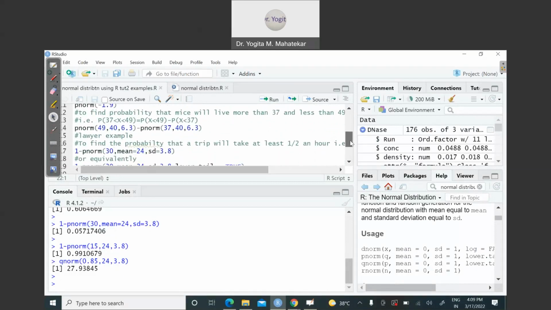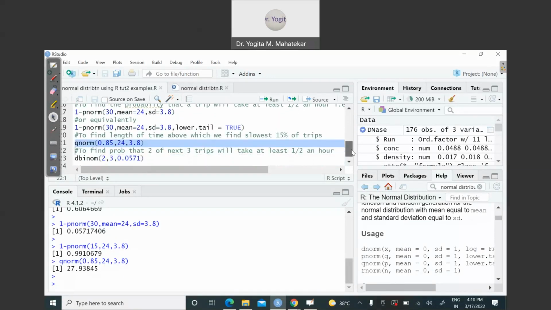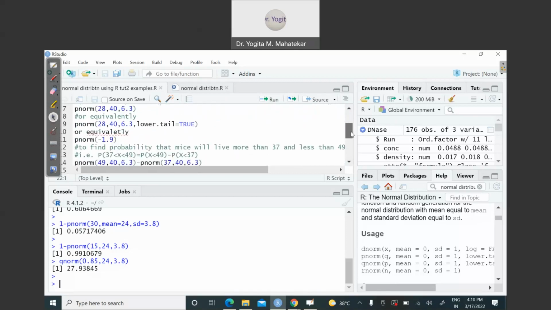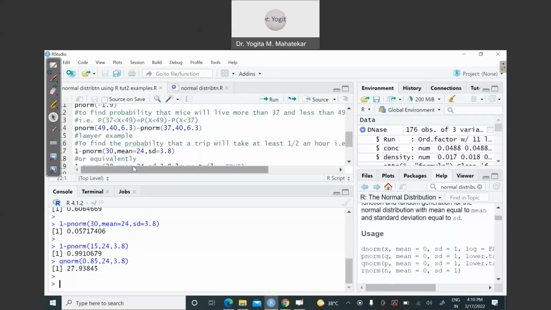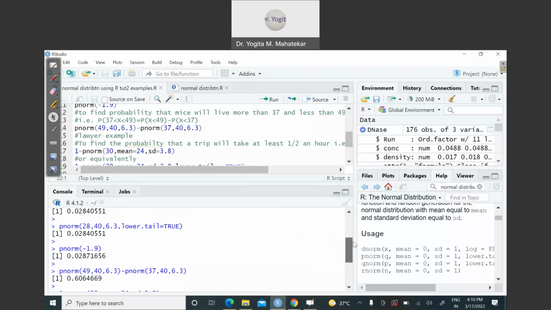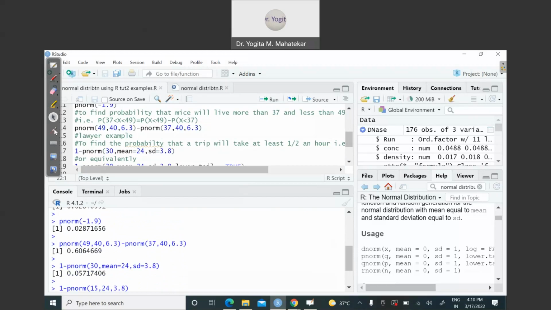After that, in the earlier example, you can see here we have calculated it. To find the probability that it will take at least half an hour, this is 1 minus pnorm(30, 24, 30.8), and its answer was 0.0571, which I can show you in the console also. Here we can see 0.0571 was the answer. So that probability we are taking in the last part of the question, namely part E.